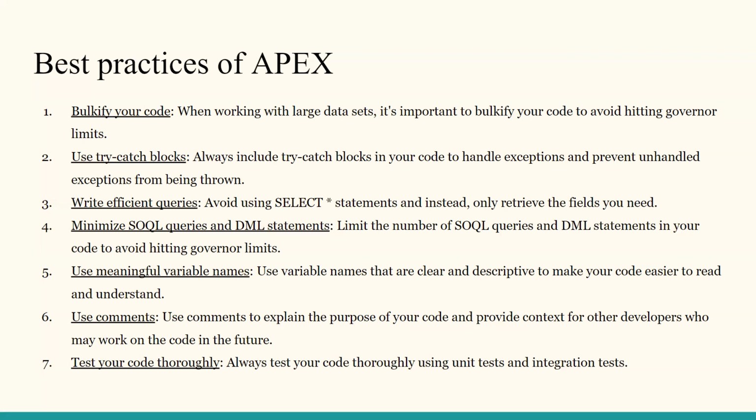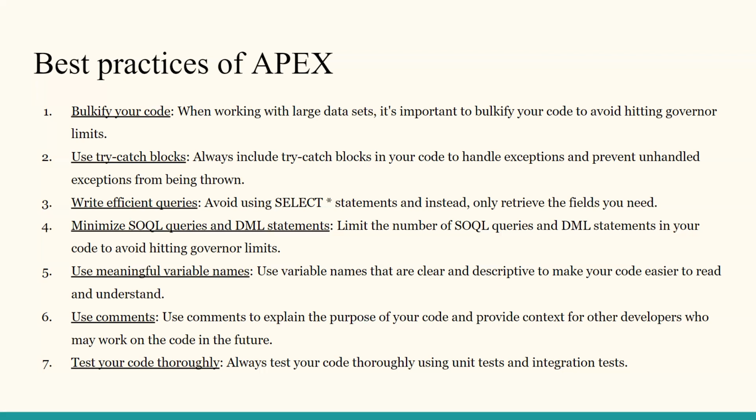Four, minimizing the SOQL queries and DML statements. Limit the number of SOQL queries and DML statements in your code to avoid the governor limits. Consider using collections to minimize the number of database calls needed. Five, use meaningful variable names. Variable names that are clear and descriptive make your code easier to read and understand. Avoid using single-letter variable names or cryptic names that don't convey their purpose.